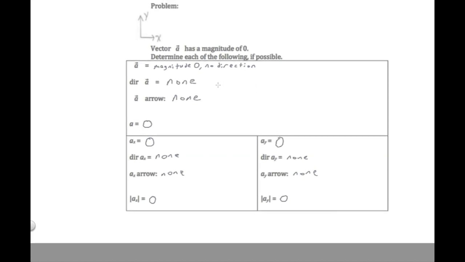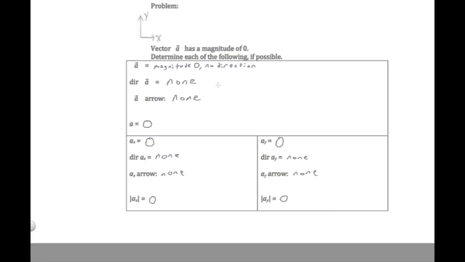And then it should be very easy to break this into components. Since the overall magnitude is 0, each of the components is 0. And again, there's no direction for those components. There is a magnitude, so to speak. That magnitude is 0. Okay, well, that should have been extremely easy to fill out.